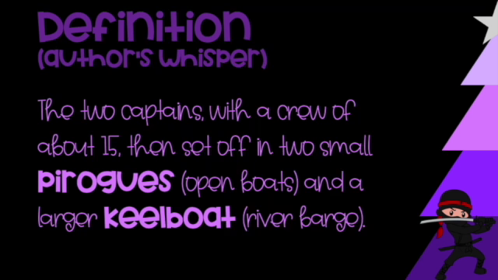Because reading that word, I don't even know how to say it. Reading that word, I'm not going to know what that means. So I need to make sure that I am figuring it out. By using the definition in the parentheses, I am able to figure out that a pirogue is an open boat and that a keelboat is a river barge.